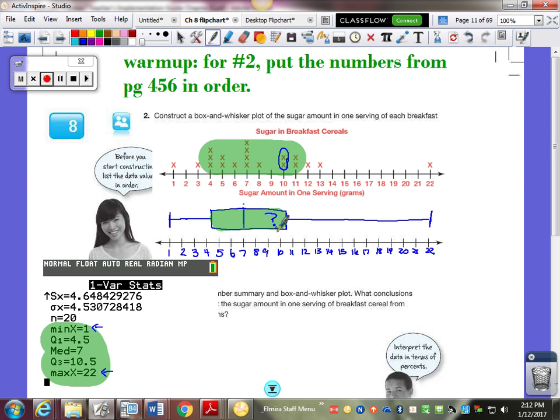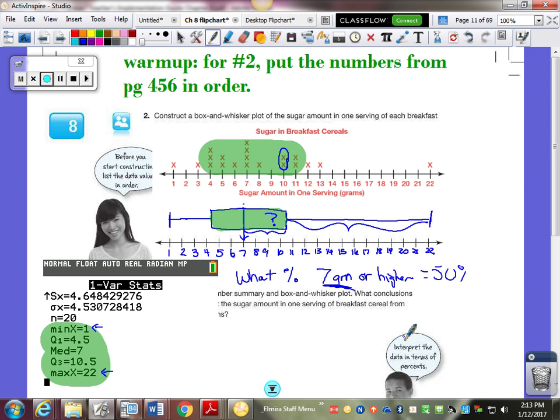Now, I could also ask you about this. What percent had 7 grams or higher? Now, specifically I can ask 7 because 7 is the median. So 7 or higher would be this 25% and this 25%. So that would be 50%.